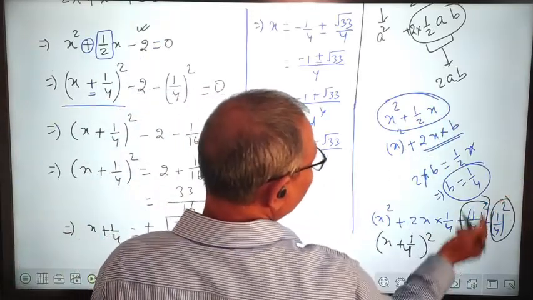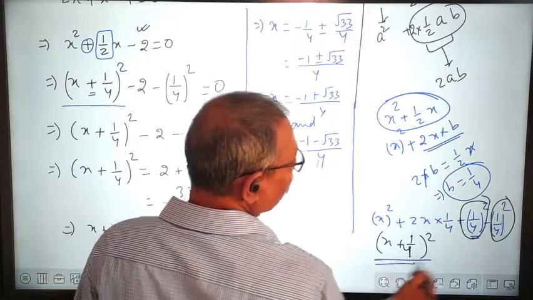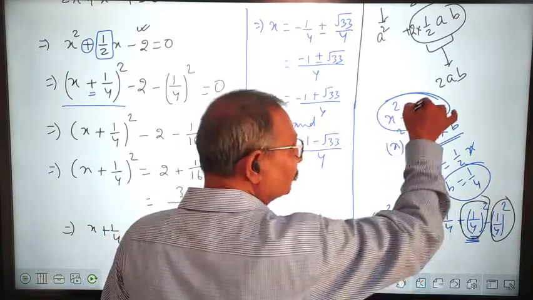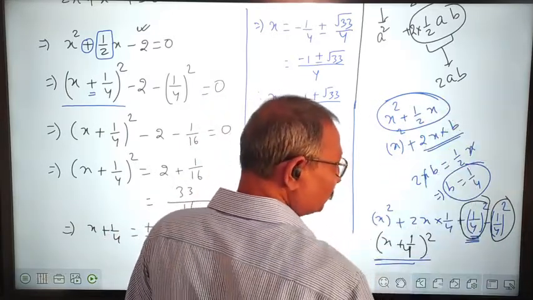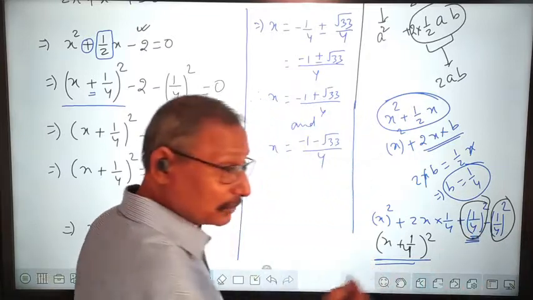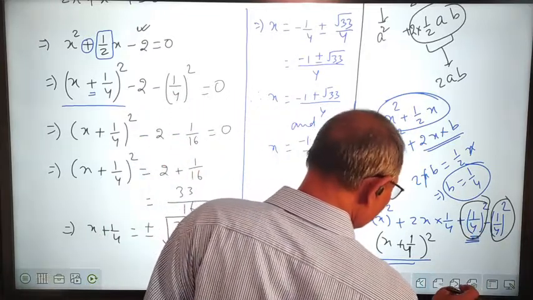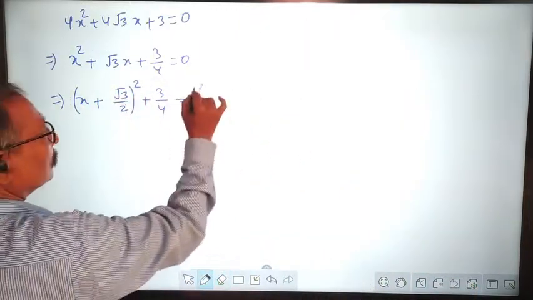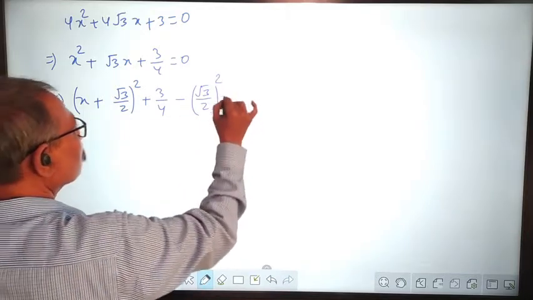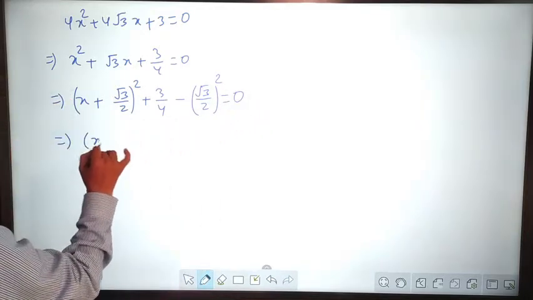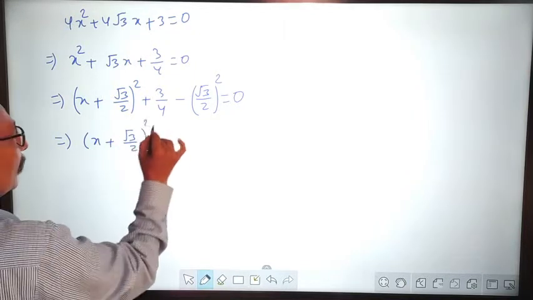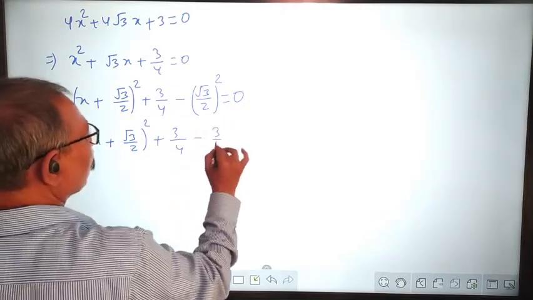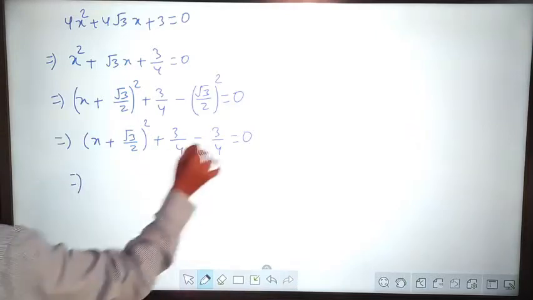In this one we are not having 1 by 16, but when we write here whole square, then this 1 by 4 whole square is automatically added to this one, but there is no such term, so we should subtract 1 by 4 whole square. We did that one, so we should do here also minus of this square of this is equal to 0. So now x plus root 3 by 2 whole square plus 3 by 4 minus 3 by 4 is equal to 0. So clearly these two cancel out.